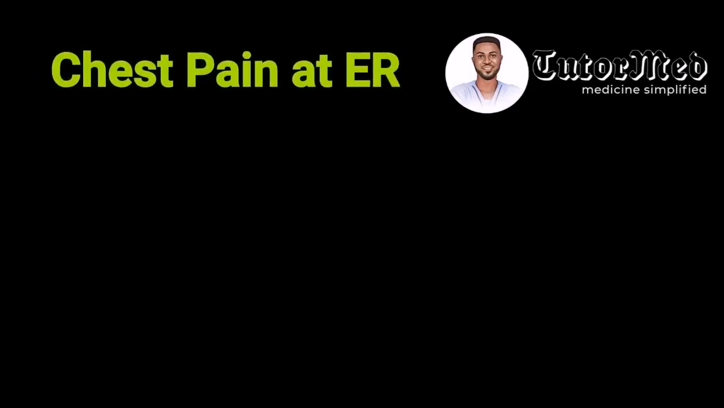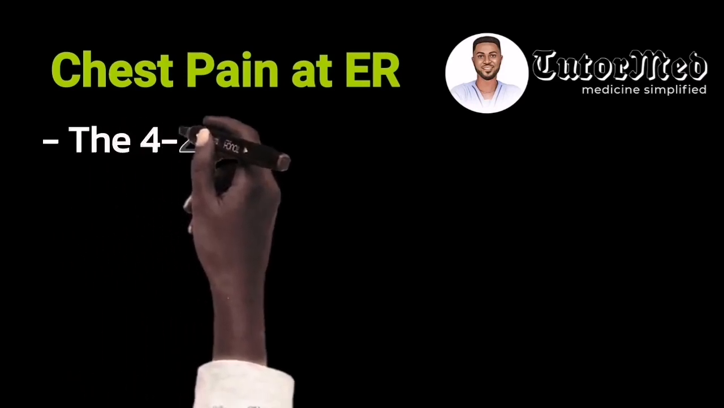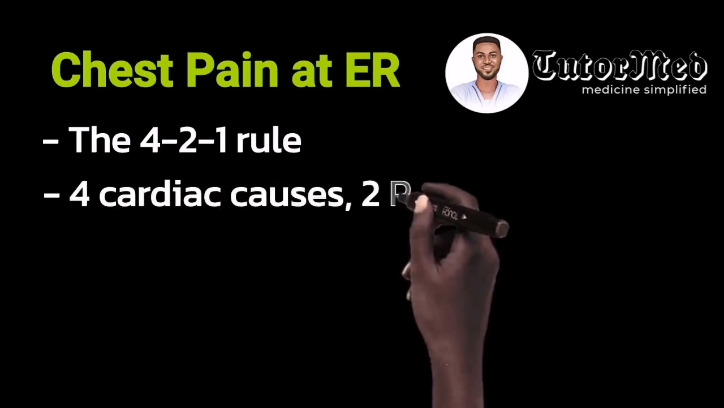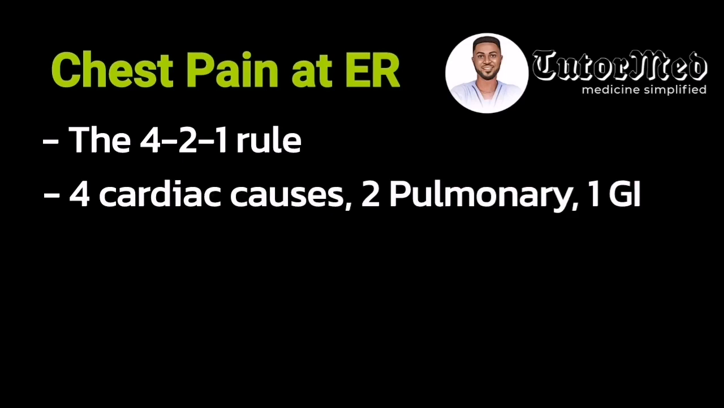Now let's look at evaluating chest pain at the emergency room. At the ER, there might not be enough time to consider all these differential diagnoses. Some have devised the 4-2-1 rule, which considers 4 cardiac causes of chest pain, 2 pulmonary causes, and then 1 GI. And these causes are potentially life-threatening causes of chest pain, and so they need to be ruled out at the ER.